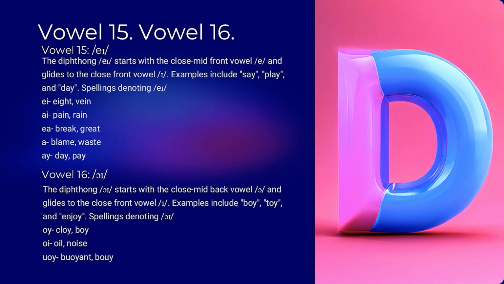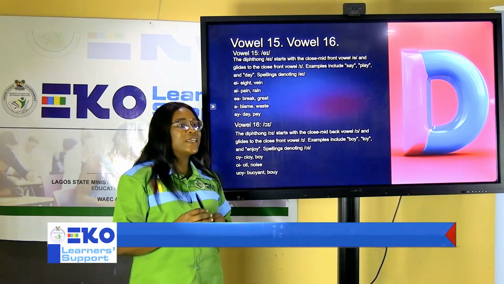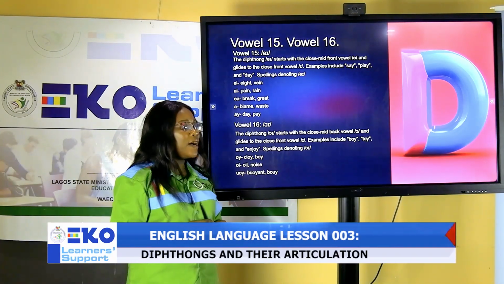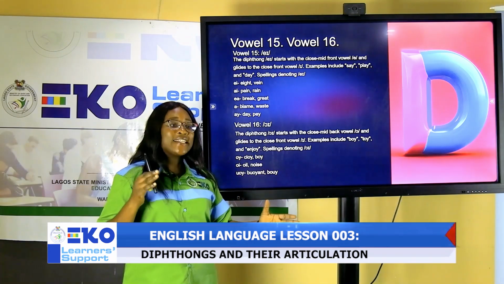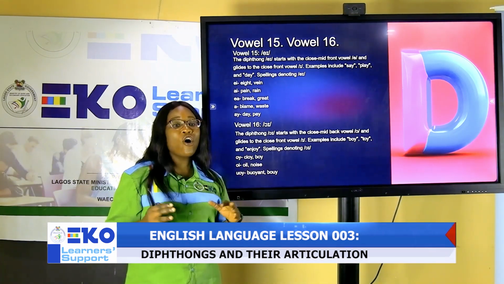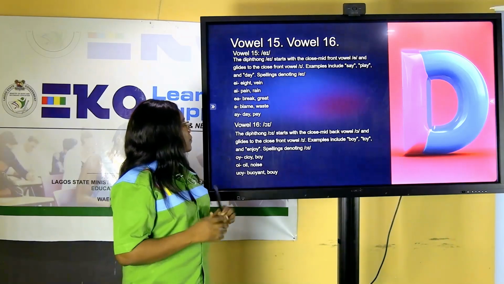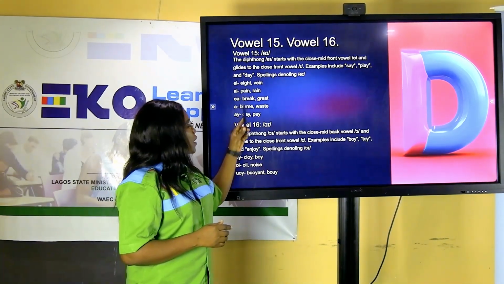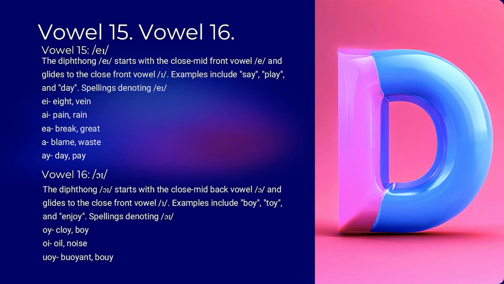Eight, E-I-G-H-T, eight. We have vain. We have pain. We have rain. Don't say because it is A, it has to be E. No. Remember, we don't have letter-sound correspondence all the time. Look at the board again. We have in the word break, E-A sounding A. We have great, blame, waste, day, and pay.